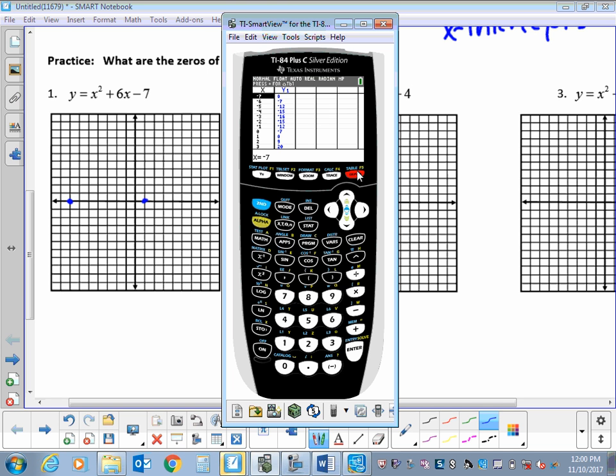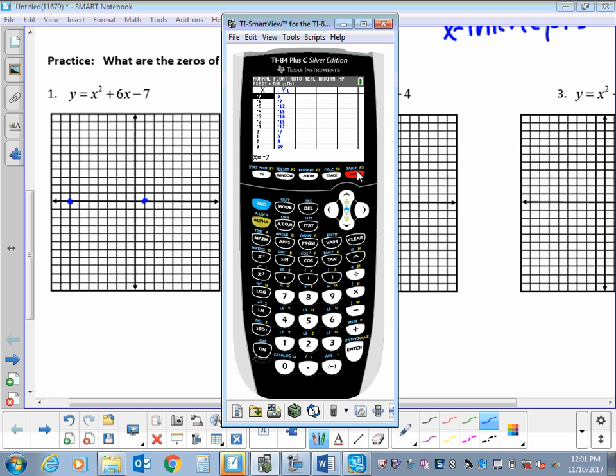But the negative 7 is a y. Should the 0 be in the y? It is. It is right here. Oh, you're looking at the other one? Yeah. That would be down here, 0, negative 7. Okay, so I'm looking for wherever my 0 is in the y category.